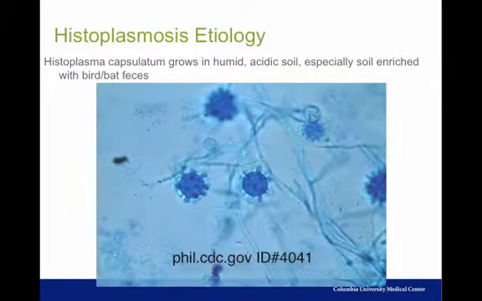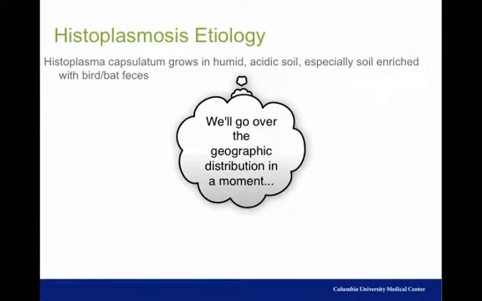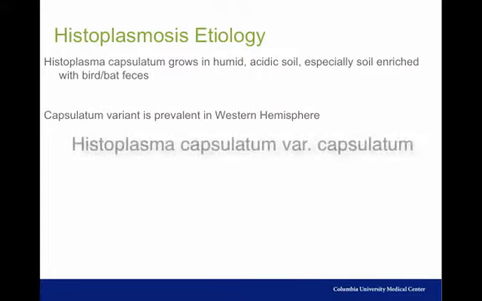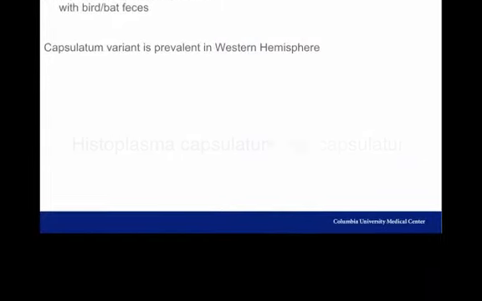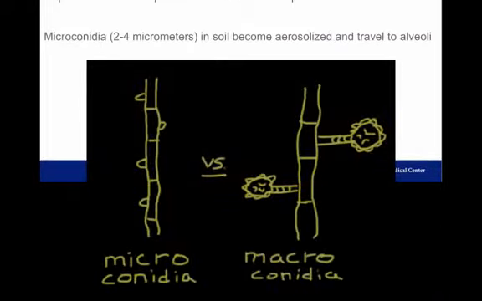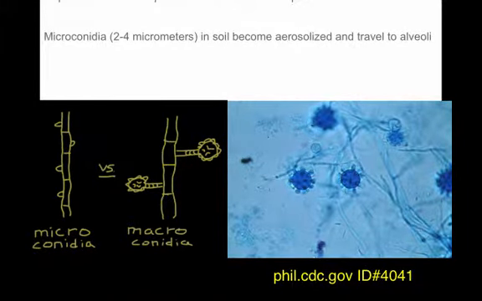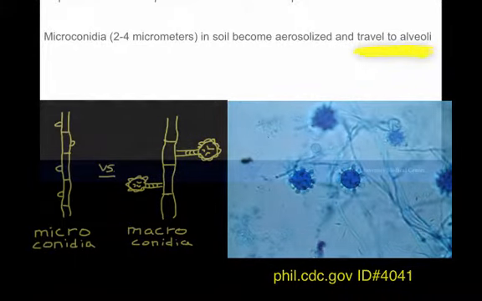Histo loves to hide. Histoplasma capsulatum grows in humid and acidic soil that exists in particular geographic areas, especially in soil that has been enriched with bird or bat droppings. We will be discussing the capsulatum variant of Histoplasma capsulatum, which is the one found in North America. Histoplasma capsulatum grows mycelia in the soil that produces macro and microconidia. When the soil is disturbed, microconidia are aerosolized. When inhaled, the conidia are small enough to then enter the alveoli.